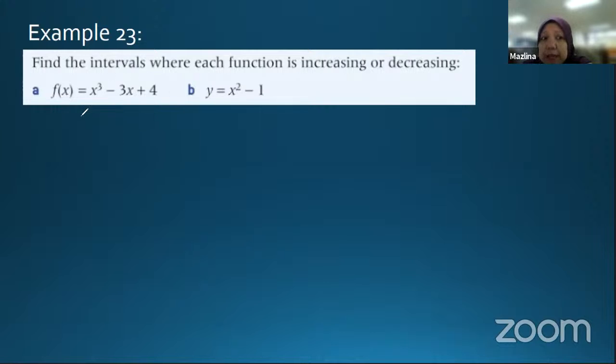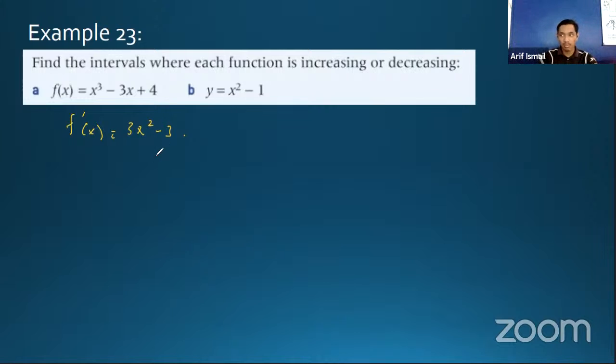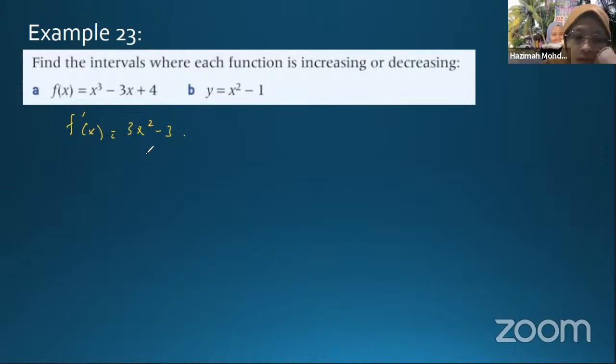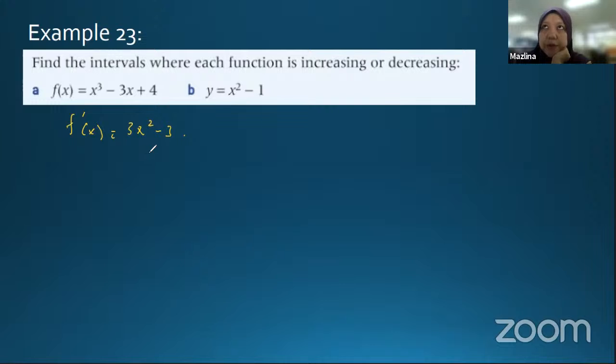Therefore, the first step is to find f prime, right? So f prime here is 3x squared minus 3. And then we need to equate f prime to 0. Class, why do we need to equate this to 0? When we equate f prime to 0, we are looking for what? The gradient of turning point. Yes, we are looking for a turning point.